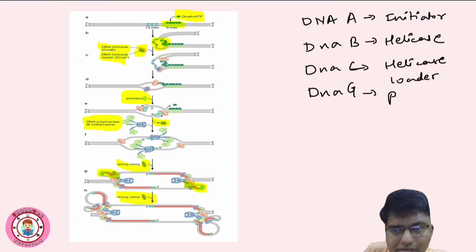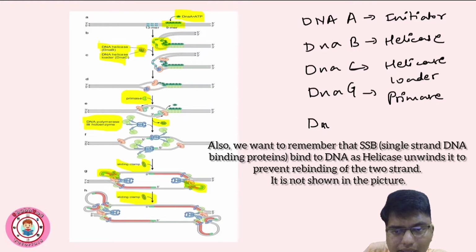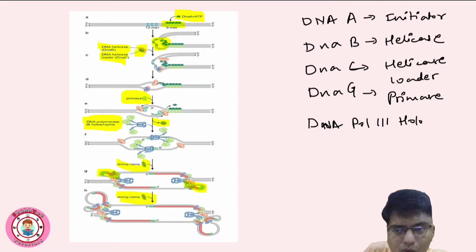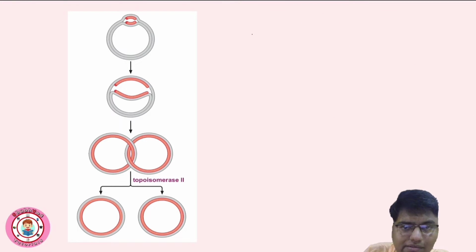And this is a primase. After primase, the main enzyme is DNA polymerase 3 holoenzyme. Right? So this is the order. After initiation, this will continue. Elongation will take place. As the helicase moves further, unwinding the DNA, the process will continue. That's only the elongation step. So now termination takes place.